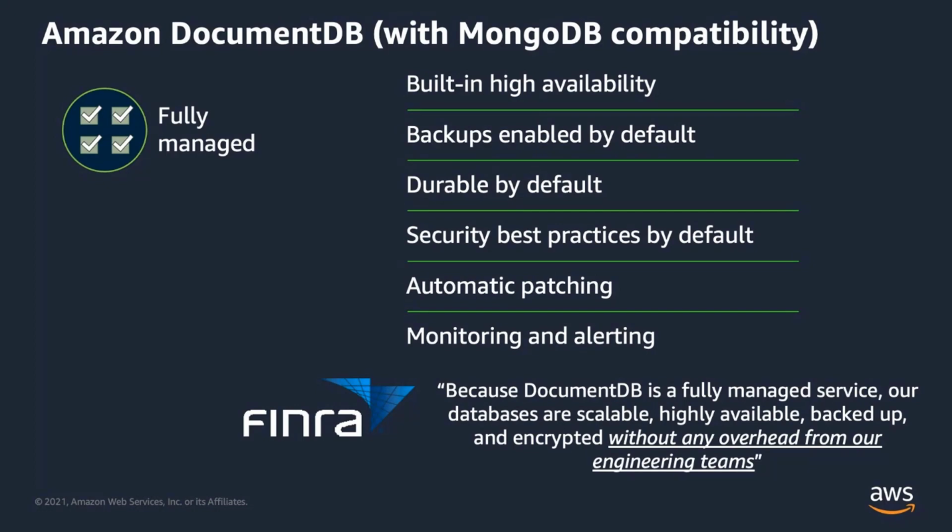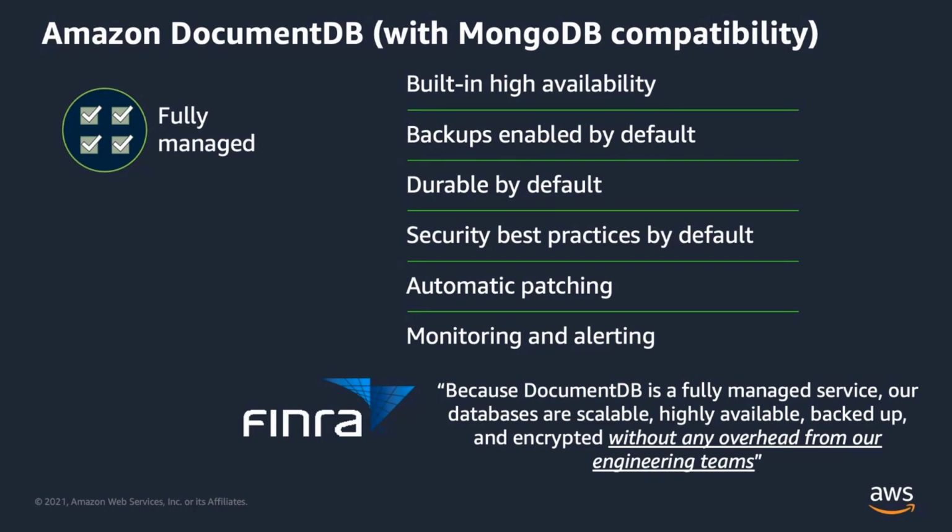And also durability, right? So the data is copied 6 ways across 3 availability zones, regardless of how many instances or what sized instance you have in DocumentDB. Security best practices, likewise, are enabled. You can use IAM authentication for creating DocumentDB resources, like creating a cluster, creating instances within a cluster, and you can leverage the built-in role-based access control to enforce least privileged access.